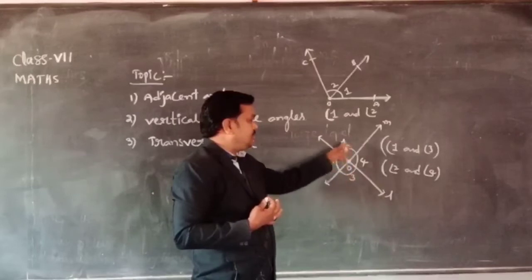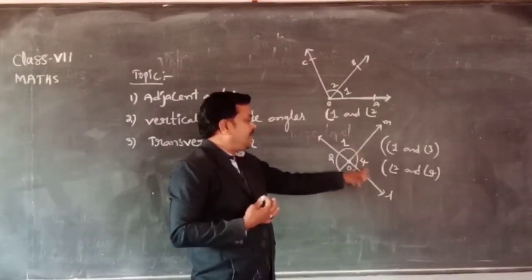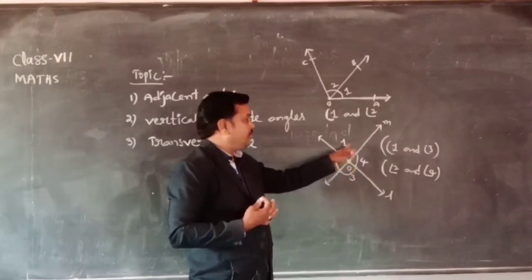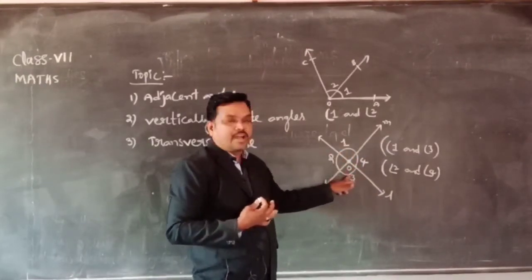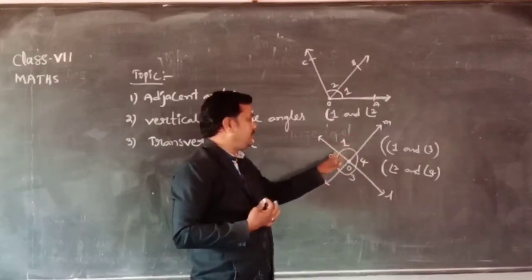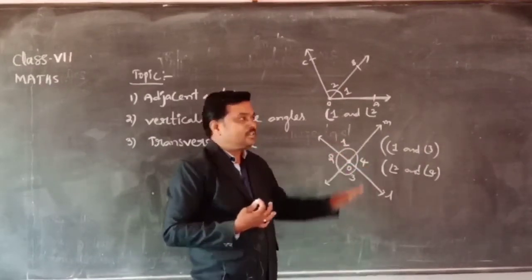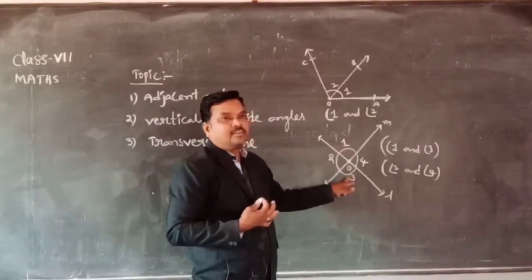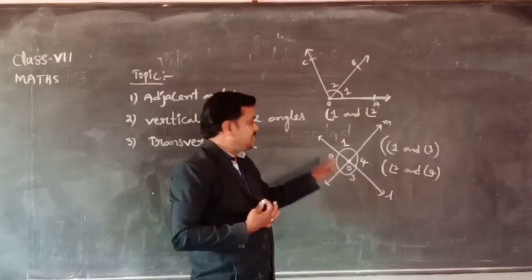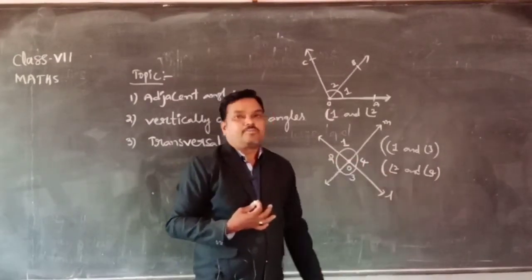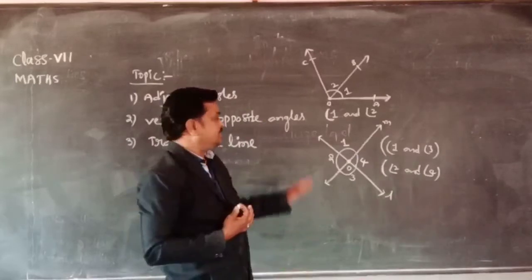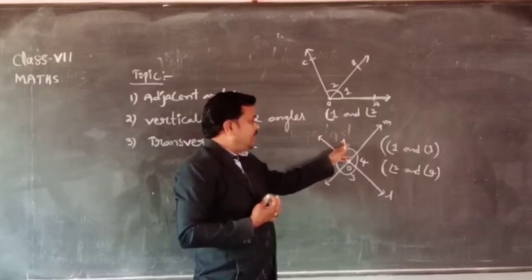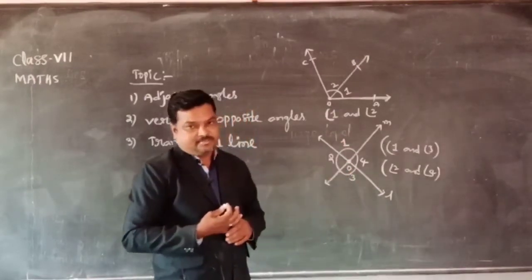In this figure L and M are two intersecting lines. They intersect at O and form four angles, named 1, 2, 3 and 4. Angles 1 and 3 are one pair of vertically opposite angles. Angles 2 and 4 are one more pair. So now the property of vertically opposite angles: vertically opposite angles are equal to each other.